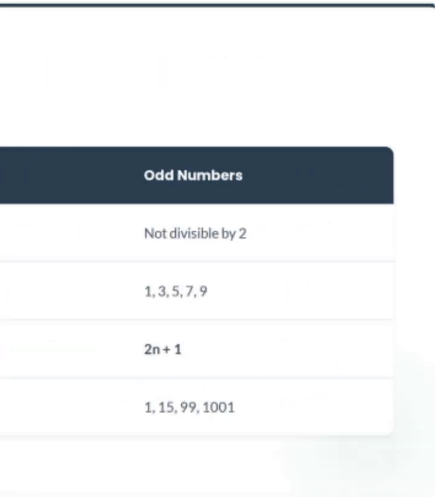And similarly for odd numbers, they are not divisible by 2. They are of the form 2n plus 1. Their ending digits are 1, 3, 5, 7 and 9. And some examples are 1, 15, 99, 1001.